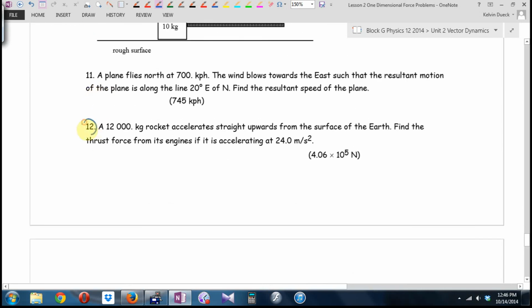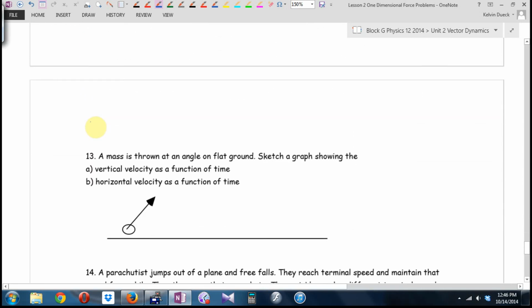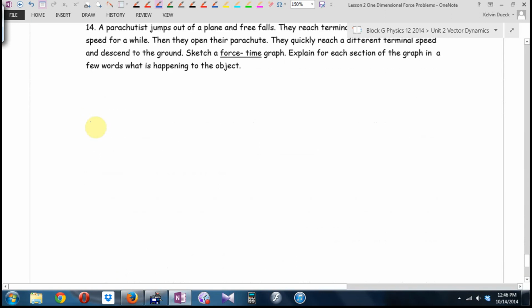Skip 11. 12 is good, spaceships. Woohoo! We'll pause there.